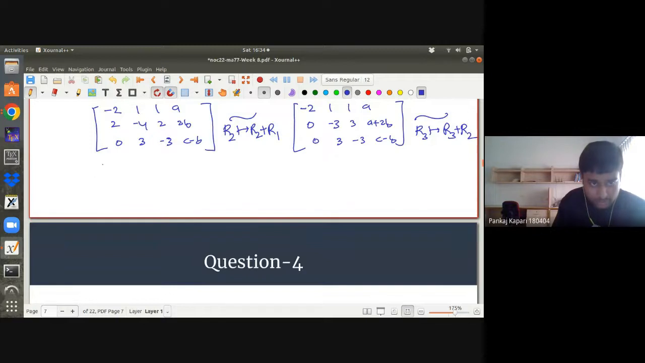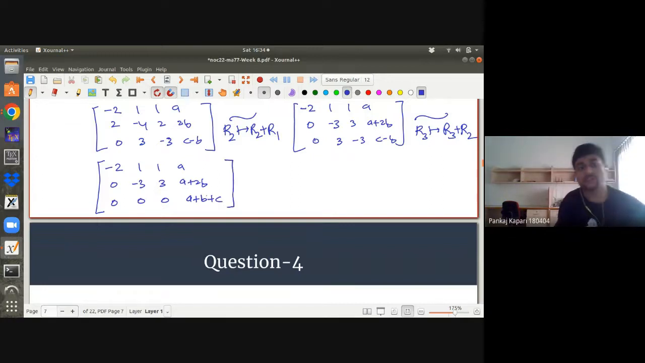So what we have here is -2, 1, 1, a. This will not change the second row. Now add the second row to the third row. So this is 0, this will again become 0, this will also become 0. And this will become a plus b plus c. So this is our system, which is in the reduced echelon form, right? Because these three entries are 0.